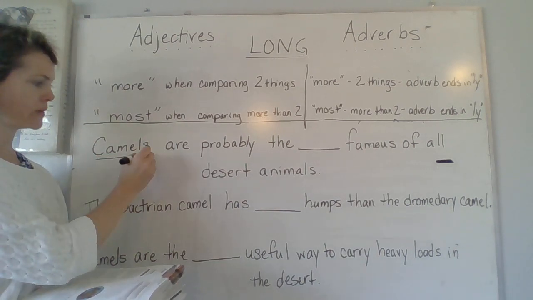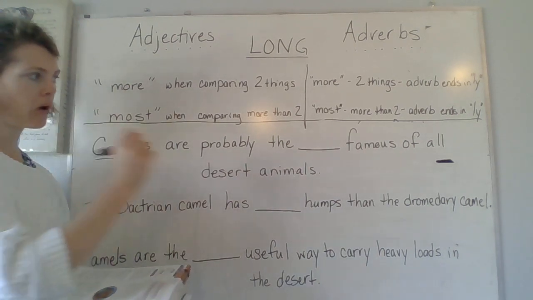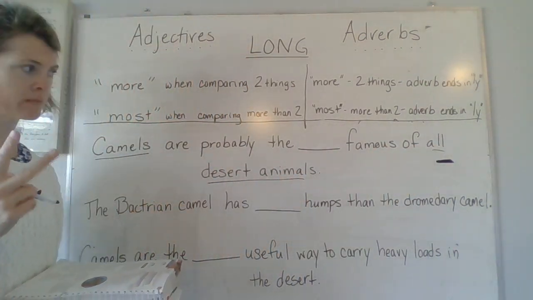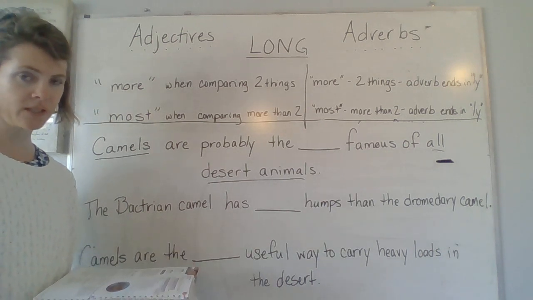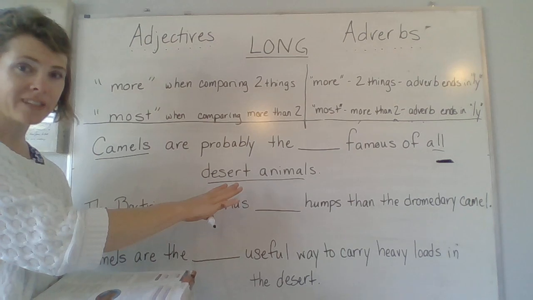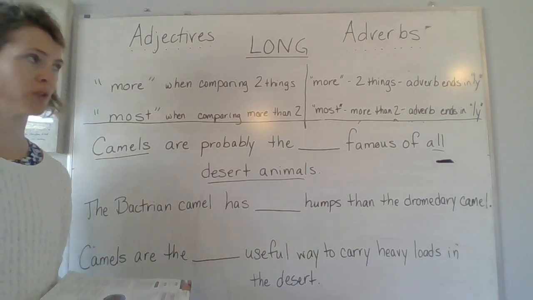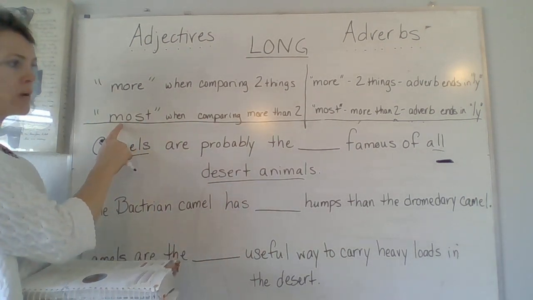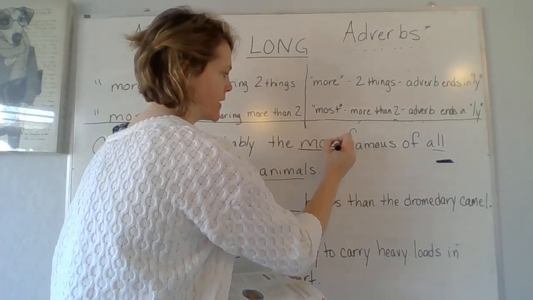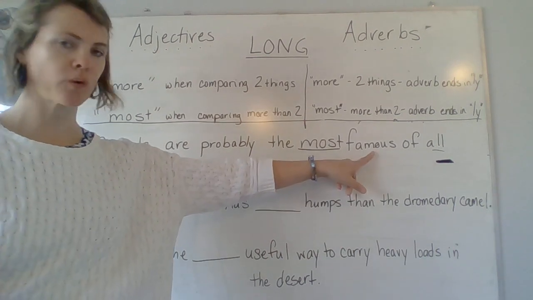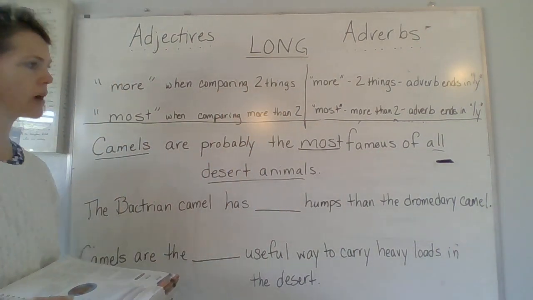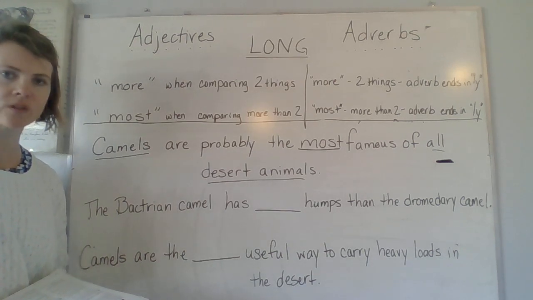We're comparing camels with all the desert animals. Is that two things, or is it more than two things that we're comparing? The camels would be one thing, but all the desert animals, that's a lot more than two. So I'm going to be using most because it's more than two. Most famous. And famous is a bigger word. It's a longer word. It's 2 syllables. So most would go in front. Camels are probably the most famous of all desert animals.